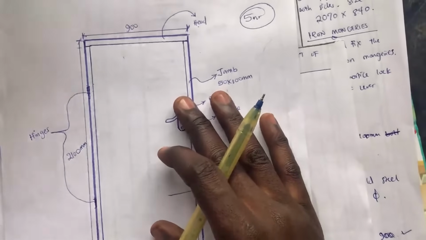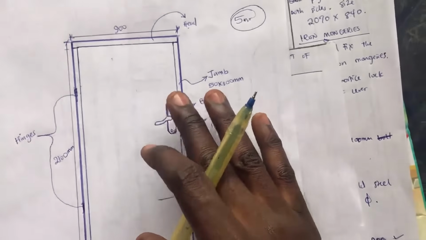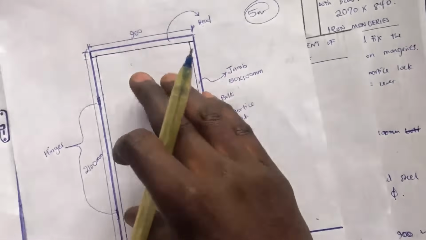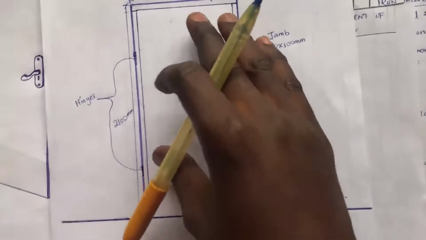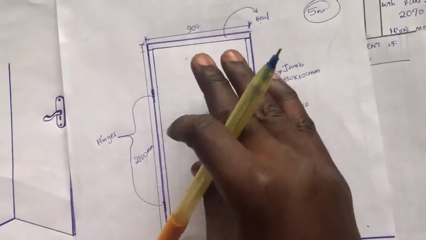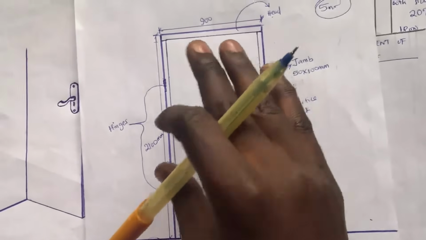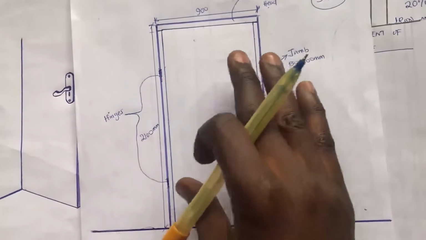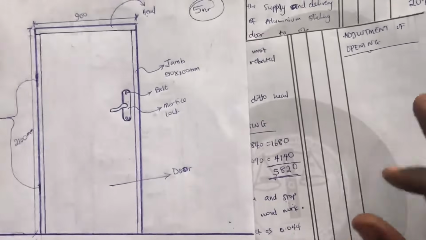I repeat myself again. We are going to be assuming that the block work is still here. So we need to deduct the block work, deduct the rendering on the block work, and then deduct the paint that is done on the block work. Now let us do that as fast as possible.